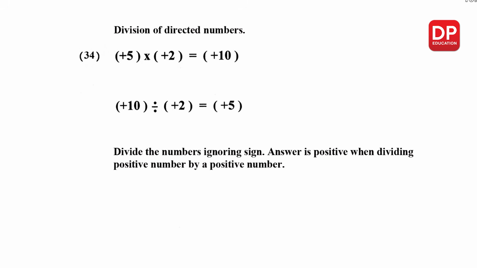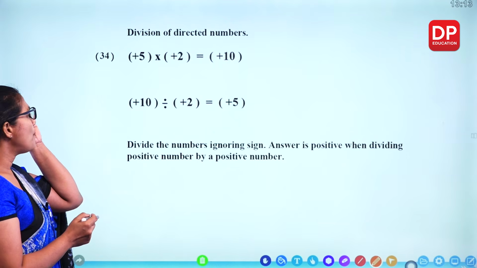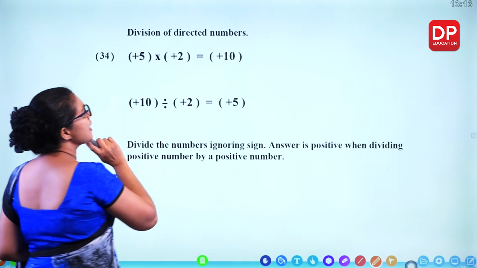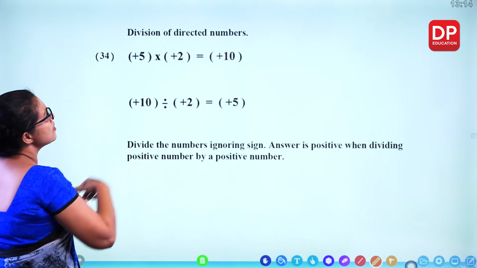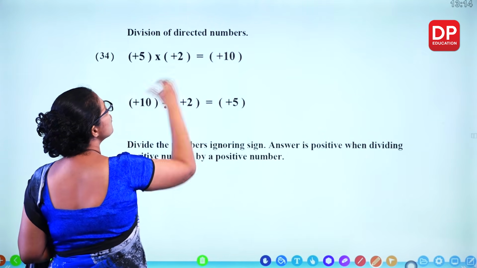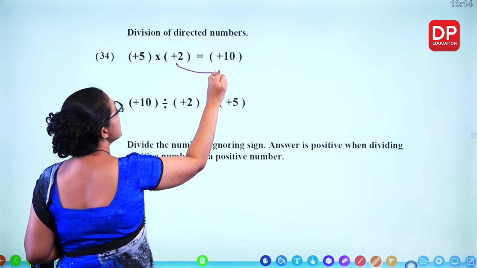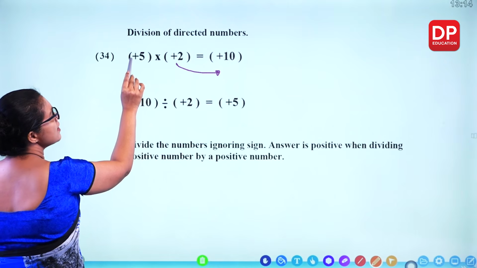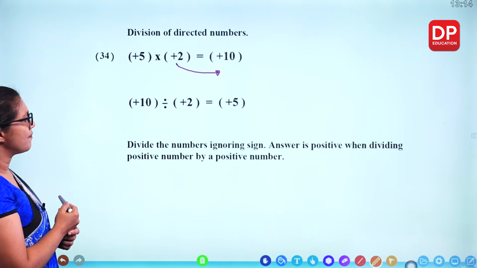Now we'll look at division of directed numbers. Now we know multiplication. 5 into plus 2, you get plus 10. Now what happens when you take 10, divide by plus 2? You take this one to this side. That becomes division. So what's the answer? You are getting plus 5.